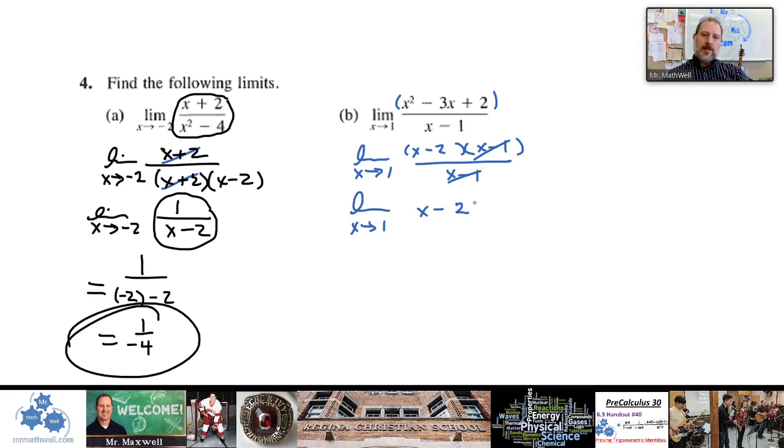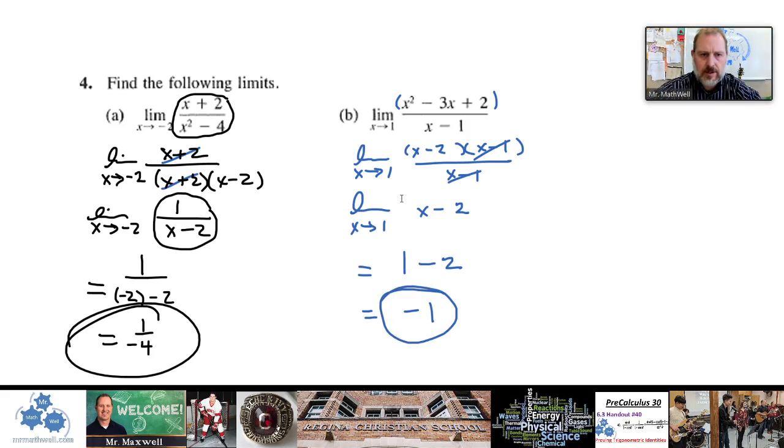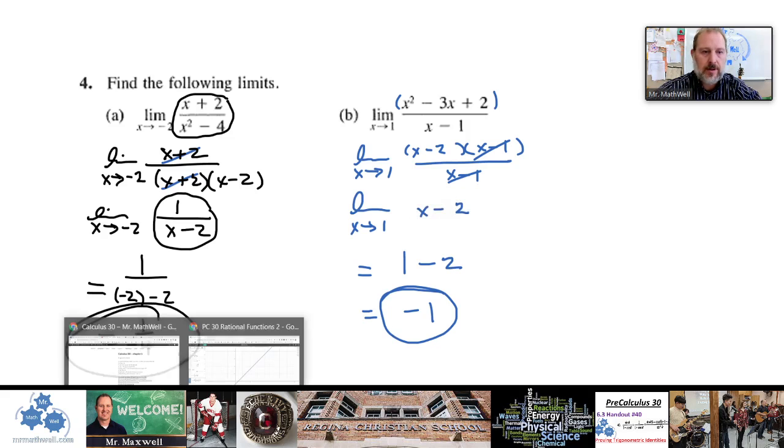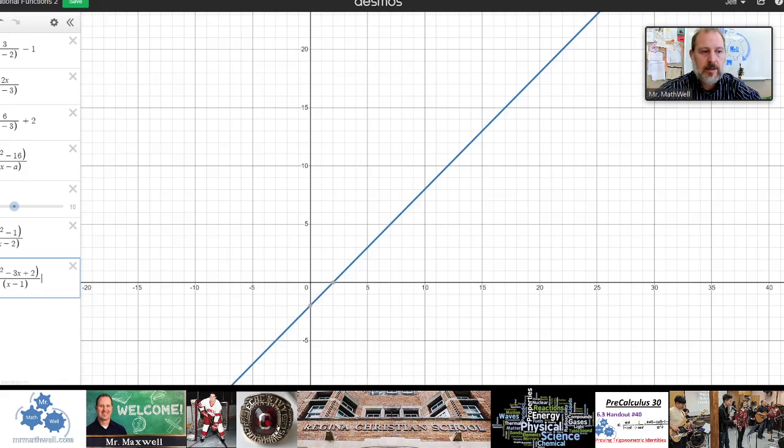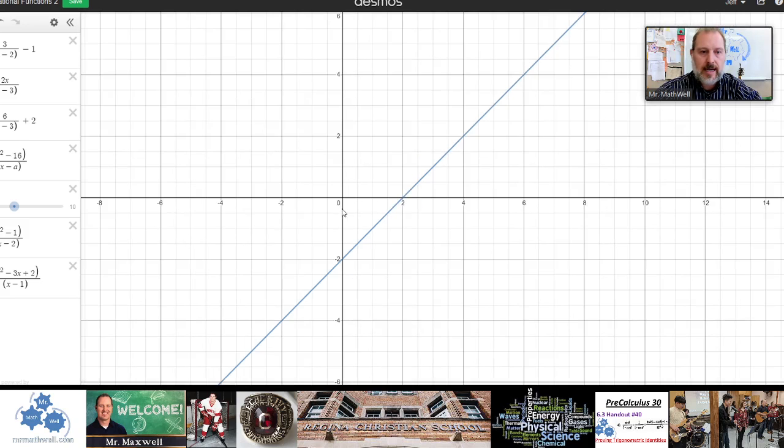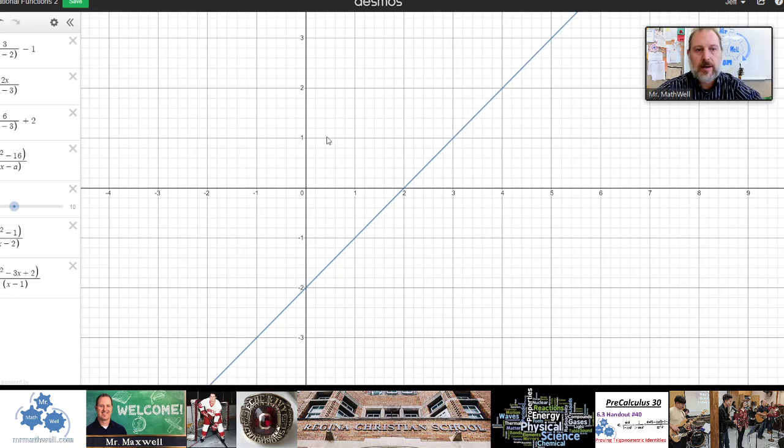Now, in order to find the limit, I can substitute. So I'm going to substitute 1 minus 2, -1. And that is the limit of the function. Don't believe me? Let's graph it on Desmos. So remember, this function is going to look like the function x minus 2. And I graphed it on Desmos over here. Here it is, x squared minus 3x plus 2 over x minus 1. It certainly does look like the line x minus 2. Okay, it's y equals x, but it's moved down 2 units.